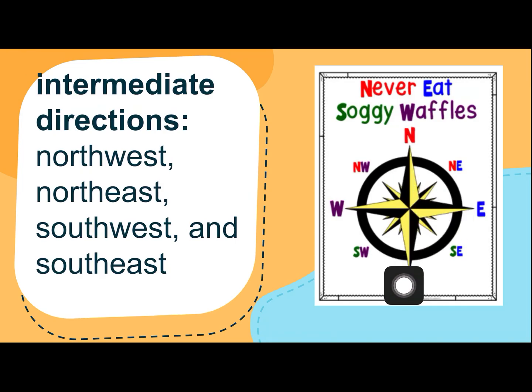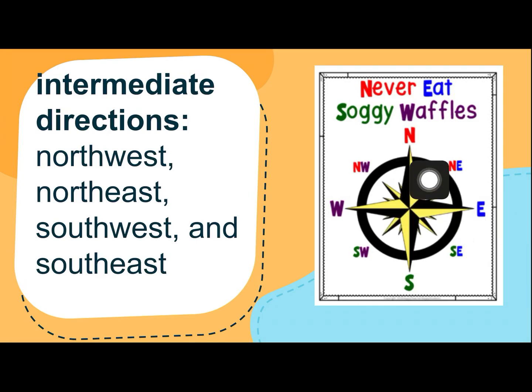So N-E-S-W. A great way to remember that is never eat soggy waffles. You're just looking at the first letter in each word. So N stands for never, E stands for eat, S stands for soggy, and W stands for waffles. So never eat soggy waffles, because who would want to eat soggy waffles? That'd be gross. So that is just a little tool to help you remember the main directions that we have. So those are our 4 main directions.